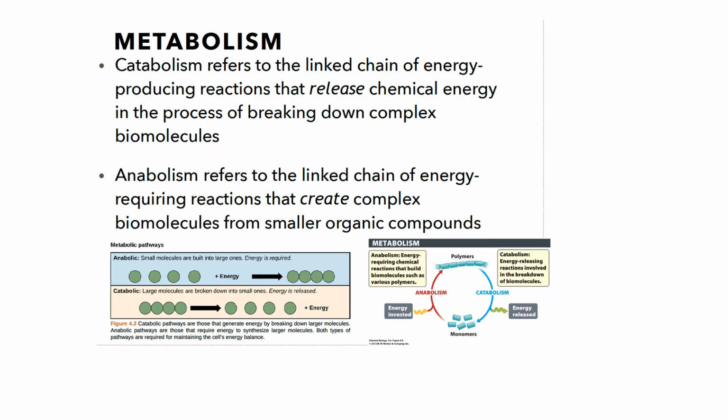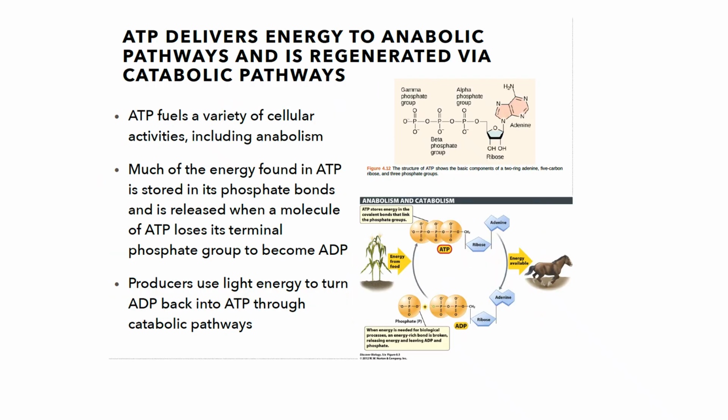Anabolism, in contrast, consists of energy-requiring reactions. These reactions build complex biomolecules from smaller organic compounds. Both pathways are interconnected and essential. Cells must continuously break down molecules to release energy and build new molecules to grow and repair. ATP serves as the energy bridge between catabolism and anabolism.